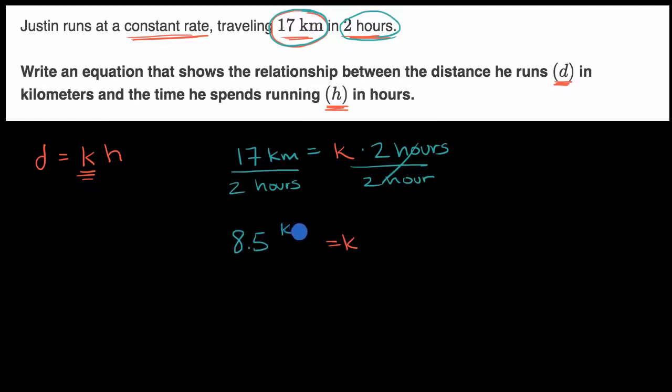8.5 kilometers per hour. And so if we go back to the original question, which asks us to write an equation that shows the relationship between d and h, we can say that d is equal to, we now know our proportionality constant, it is 8.5 times h. And we're done. If we wanted to write their units, we could write d is equal to 8.5 kilometers per hour times h, which is given in hours.